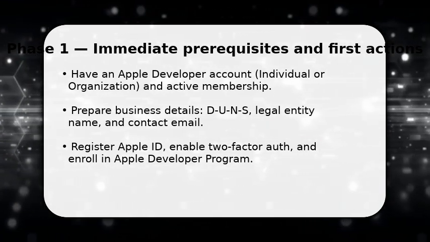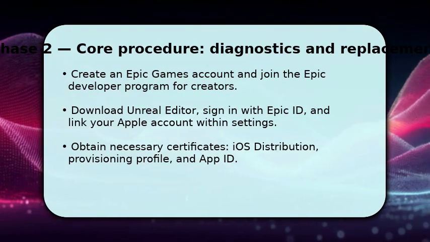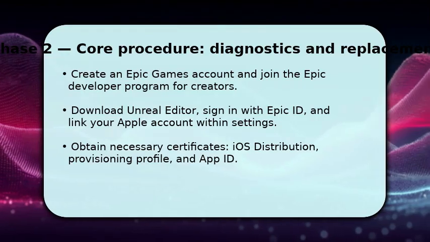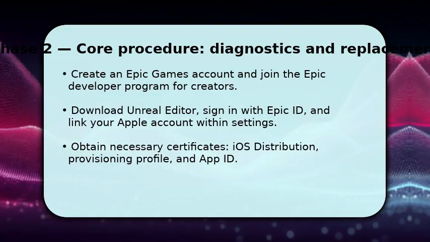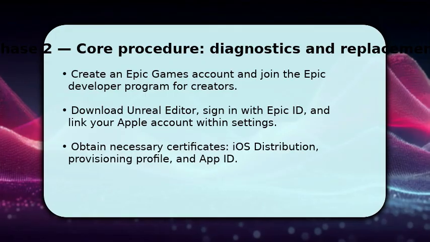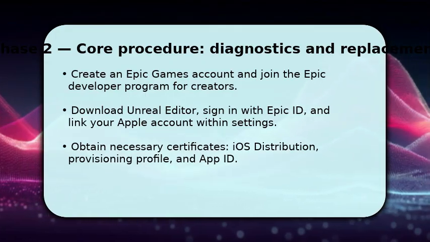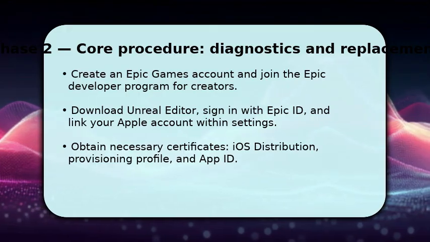Now you connect with Epic and configure build tools. This is where most errors happen. Create an Epic Games developer account, join any required creator programs, and download Unreal Editor or the Epic toolchain you'll use for Fortnite content. Sign in with your Epic ID inside the editor, then link your Apple developer credentials so you can request provisioning profiles.